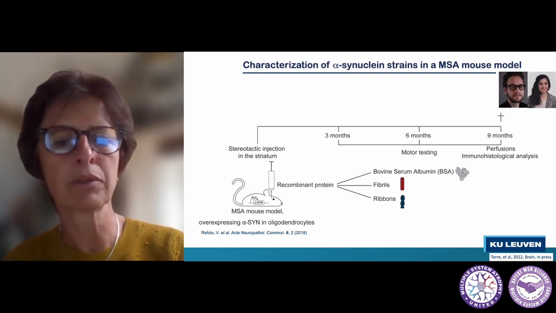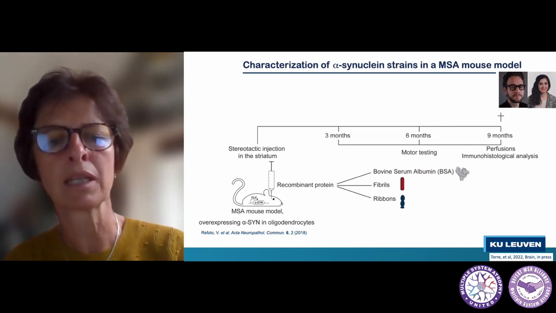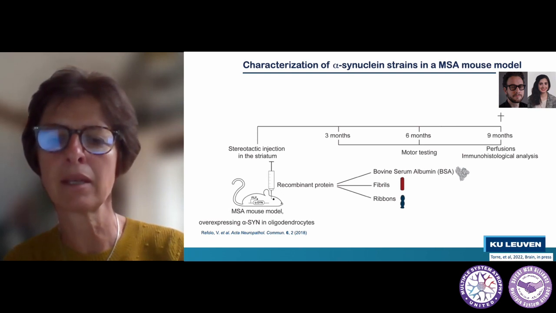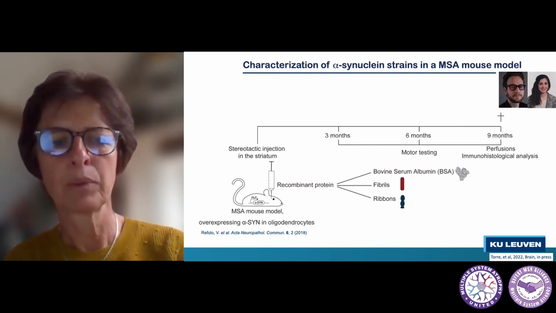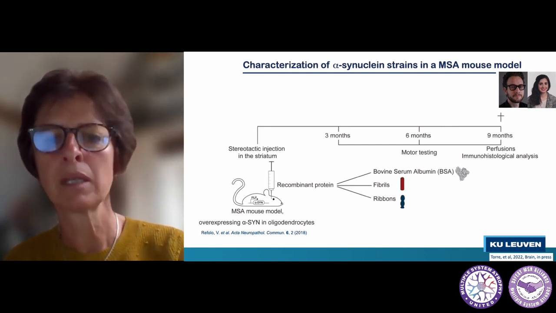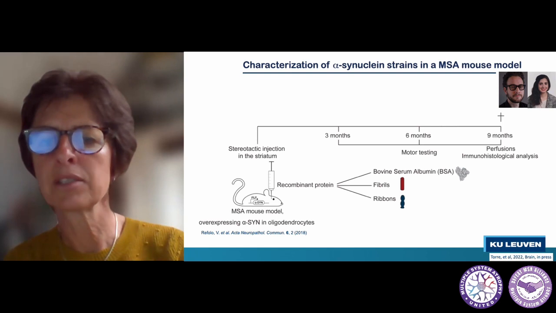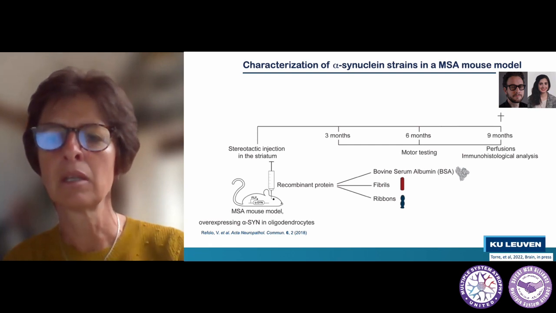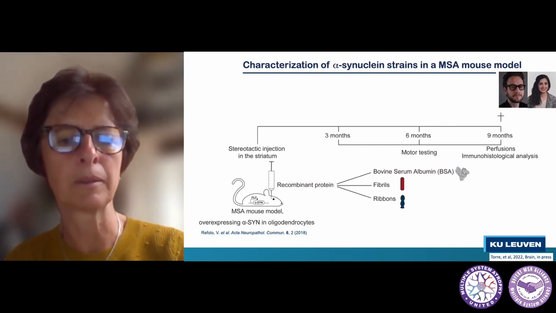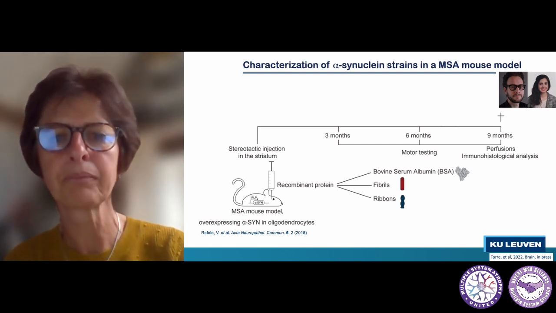And so we wondered what would happen if we injected these animals with the recombinant strains that I described previously: the fibrils, the ribbons, and then the BSA. We injected them in the striatum, and then we analyzed the animals at different time points, 3, 6, and 9 months post-injection, by motor testing and then by analysis of the pathology in the brain.